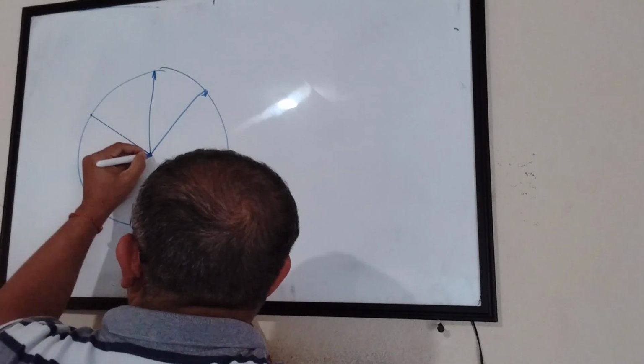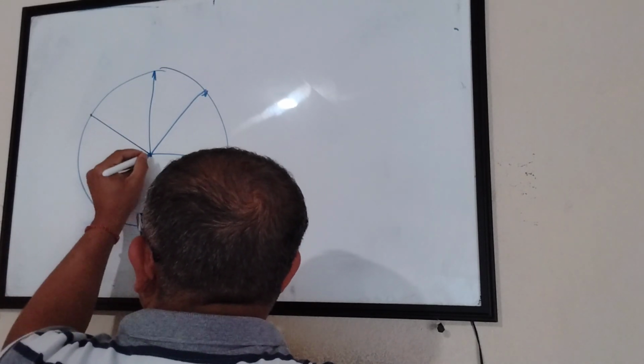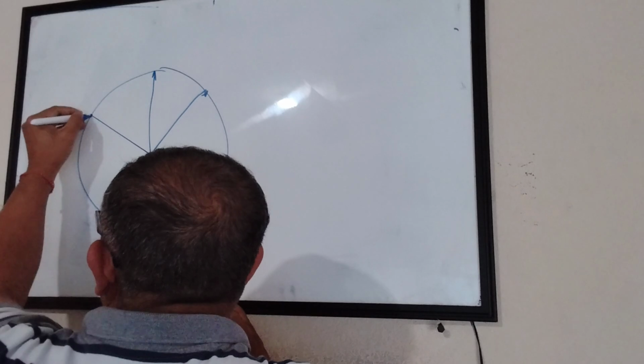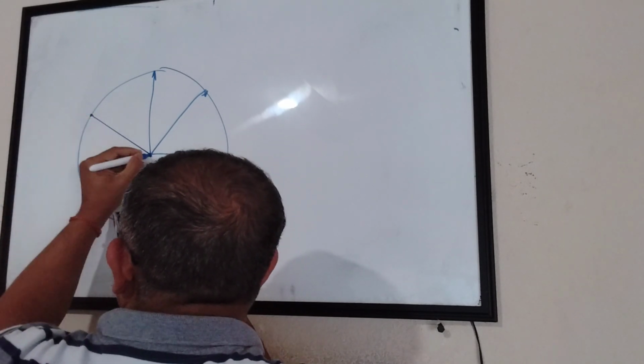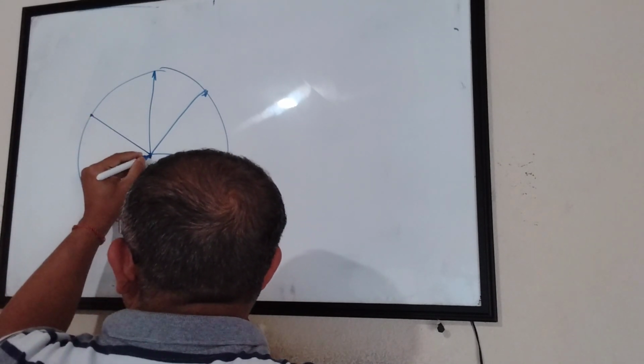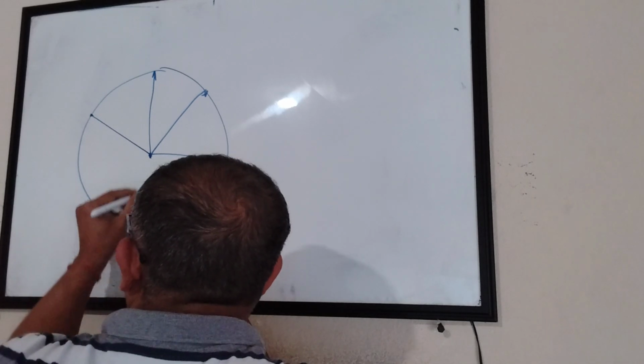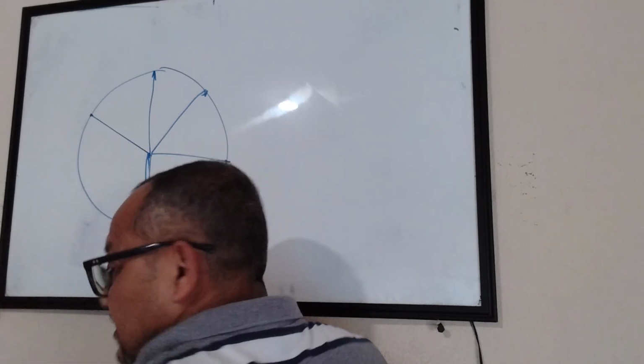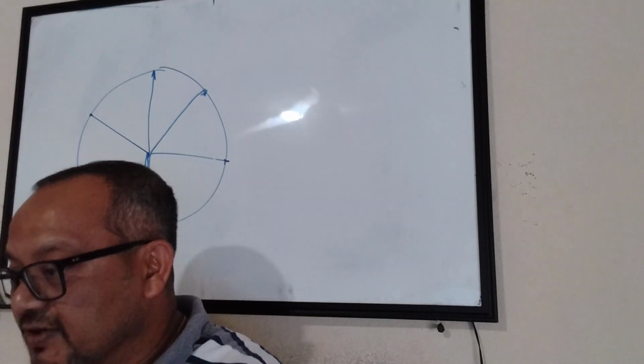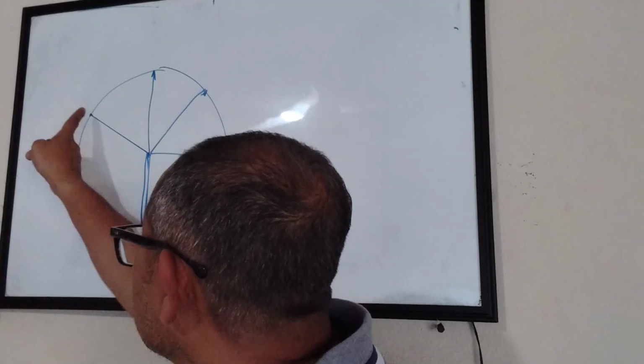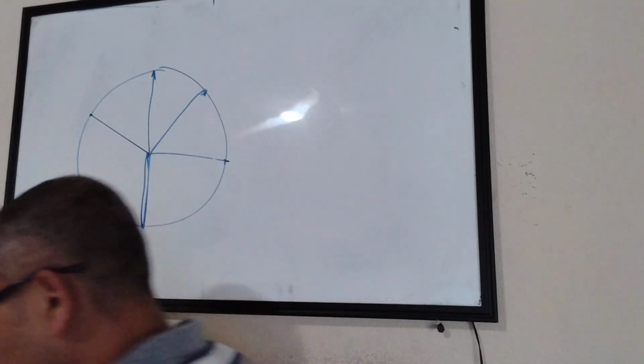Every point on the perimeter is equidistant from the center, meaning if you pick any point here and measure the distance between this point and the center, that will be same as pick another point and that from the center. They will be the same. That's the first thing we know. And this distance is called nothing but the radius.